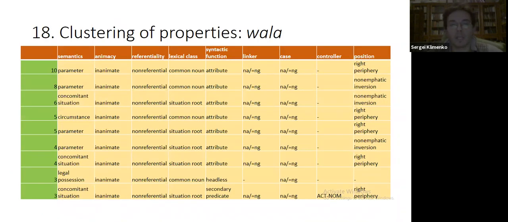Okay, so next, on the next few slides, I have three tables showing clusterings of properties that I found in the sample. So for example, for constructions with wala, I found that there are 9 clusters of properties that I've looked into. As for the most frequent one, having 10 tokens in the sample, other combinations of properties had only one or two tokens in the sample.